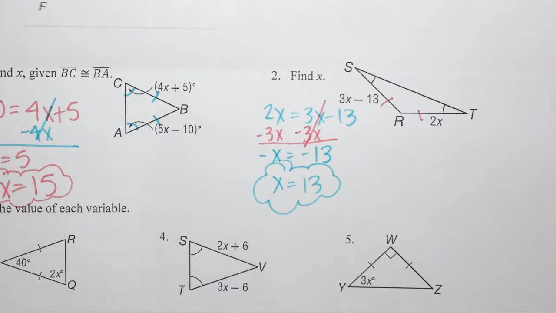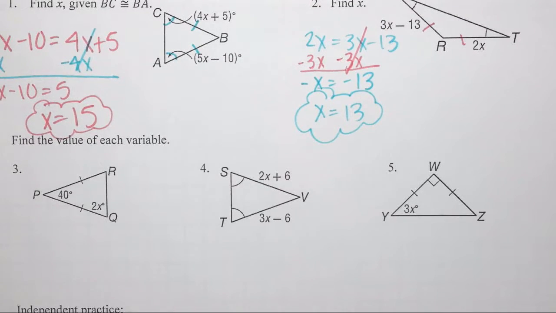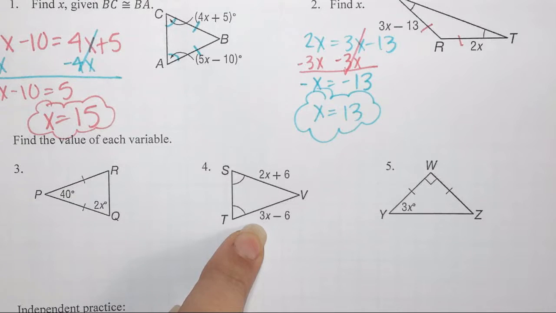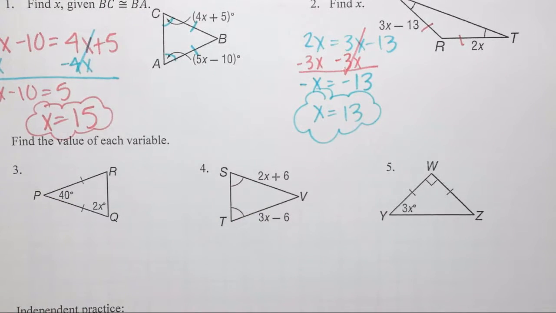You want to come and check it? Sure. Since CQ is congruent to CR with 2x, that's number 3. I want you to do number 4. We're going to come back to number 3 in a minute. You're okay. I just want you to do number 4 right now.